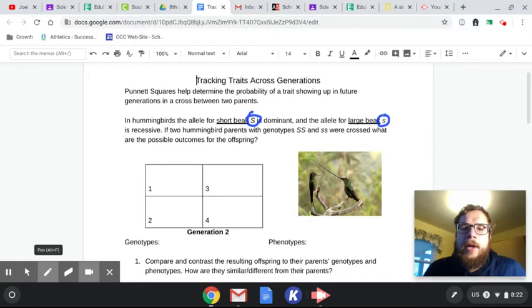If 2 hummingbird parents with genotypes big S, small s were crossed, what are the possible outcomes for their offspring? Okay, now here's an opportunity where you're probably going to want to pause, see if you can set this Punnett Square up correctly, and then hit play, and I'll do it. So I'll give you a second to do that.